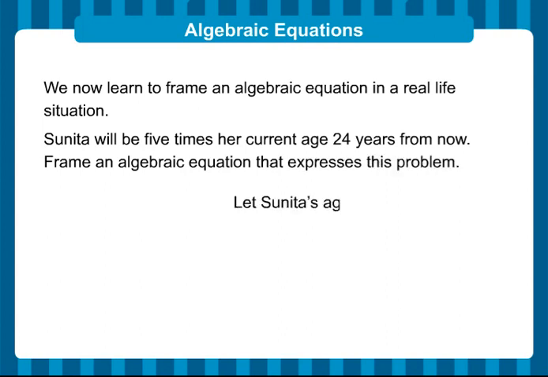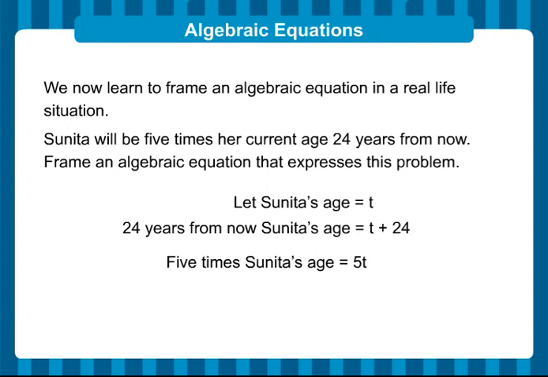Let Sunita's age be equal to t. 24 years from now, her age will be t plus 24. It will also be 5 times her current age, that is 5t. Therefore, the equation is 5t is equal to t plus 24.